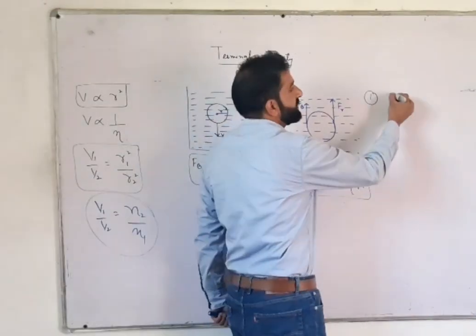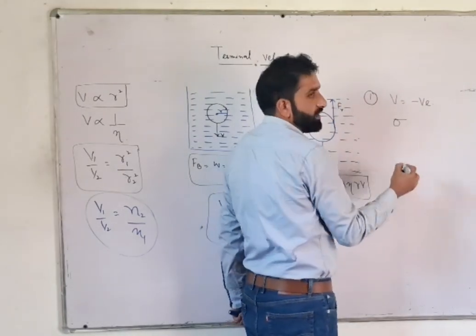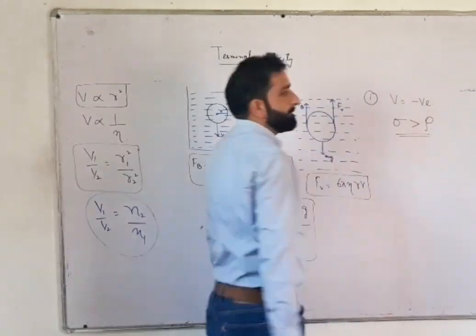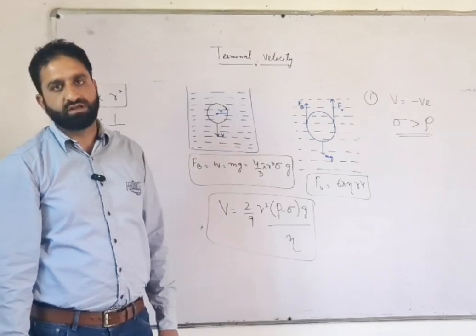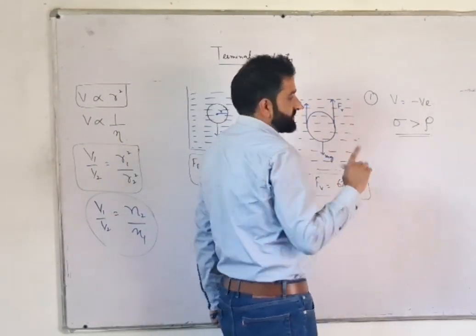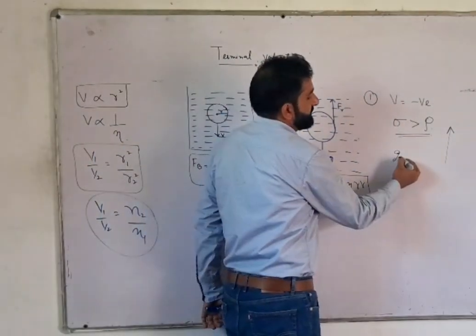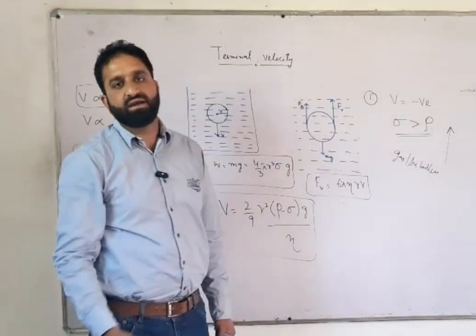The terminal velocity can be negative. The value of the terminal velocity can be negative when the density of the fluid is greater than the density of the spherical ball, or the material that is moving with the terminal velocity. In that case, the value of the terminal velocity is negative. That means the direction of terminal velocity is upwards. That is why gas and air bubbles move up inside a liquid.